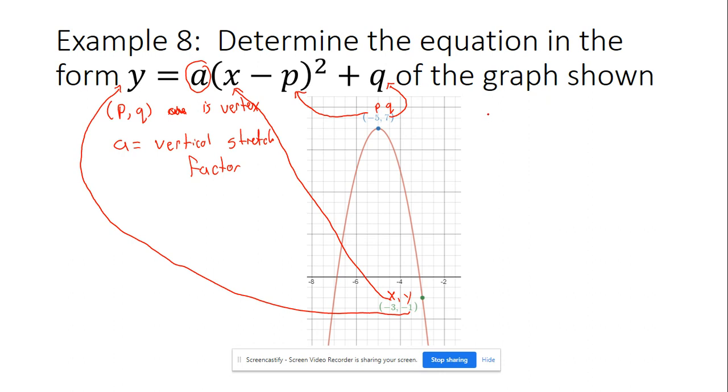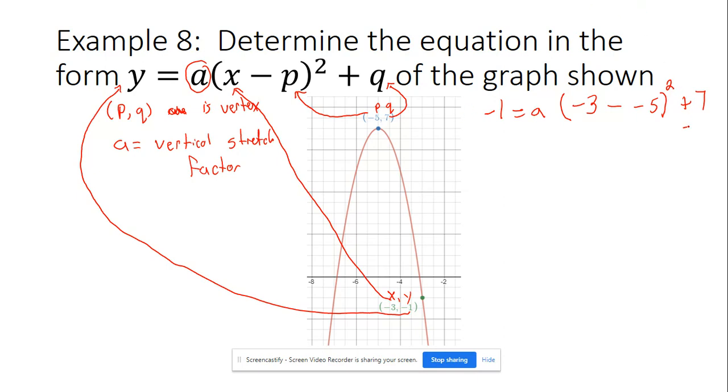So this is going to be negative 1, that's my y value, equals a, I don't know what that is, bracket, negative 3 minus negative 5. Okay, be careful here, remember it's x minus p, and my p value is negative 5. So negative 3 minus negative 5, squared, plus 7.